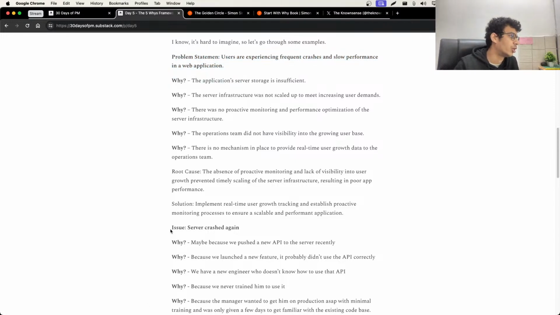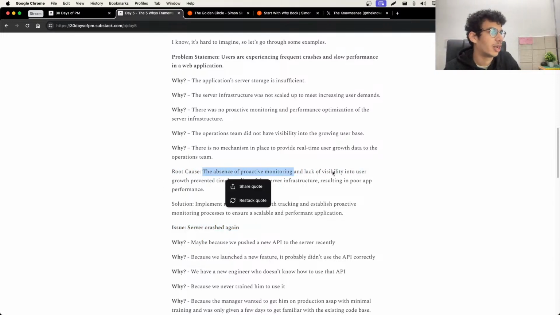The final issue, or the RCA that they came to, was the users were experiencing frequent crashes because of absence of proactive monitoring and lack of visibility. So yeah, every user or every stakeholder can come to different conclusions, and it's also important to, in these whys, go through all the possible scenarios when you're concluding or coming to a root cause analysis.